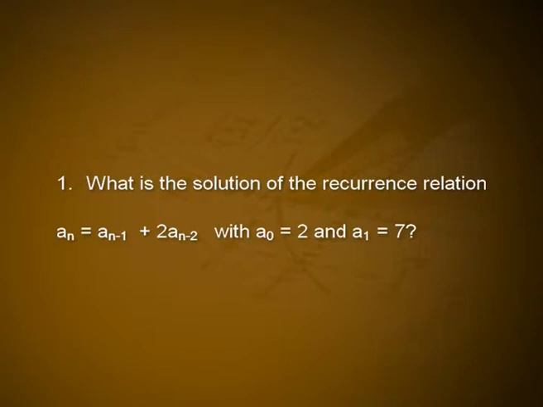Example 10. What is the solution of the recurrence relation An is equal to An minus 1 plus 2 into An minus 2, with A0 equal to 2 and A1 equal to 7? Solution. The characteristic equation of the recurrence relation is R square minus R minus 2 is equal to 0. Its roots are R is equal to 2 and R is equal to minus 1.